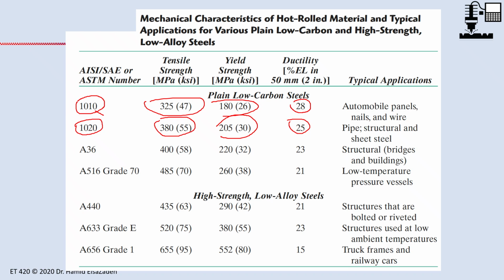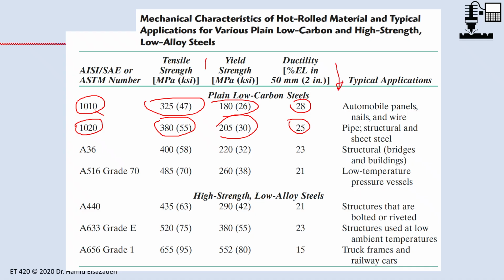The carbon increase is the main cause of increasing strength, and when you add carbon, the material becomes harder, so the strength goes up but ductility goes down.